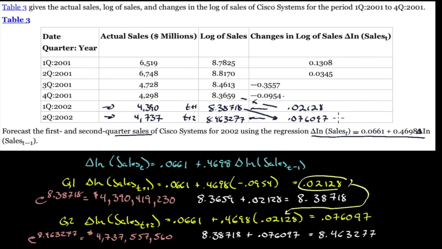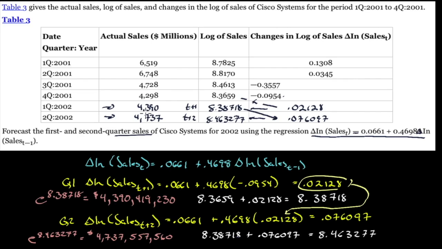And to calculate t plus 2, we didn't have a lagged value, so instead we used the predicted value that we got instead. So if we look at how much faith we have in our forecasts going forward, we would have more faith in Q1 2002 being closer to reality than we would have for Q2 2002.